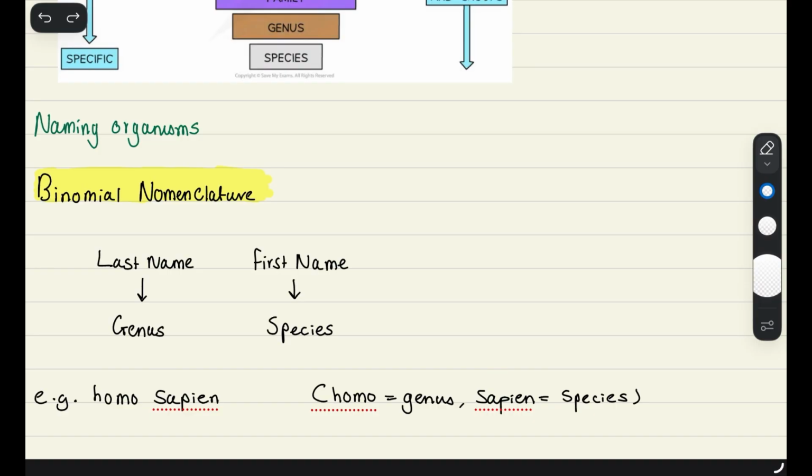For example, humans, Homo sapiens. Homo is the genus, the last name. So anything else similar to a human is going to have Homo. However, the specific one that will identify us, okay, that's a human, sapiens. So last name, first name, genus, species, Homo sapiens. Hope that all makes sense.